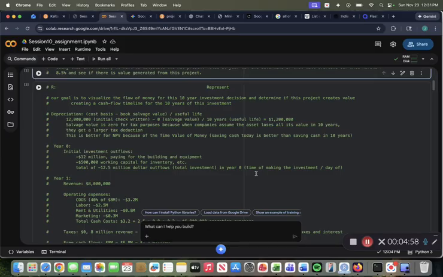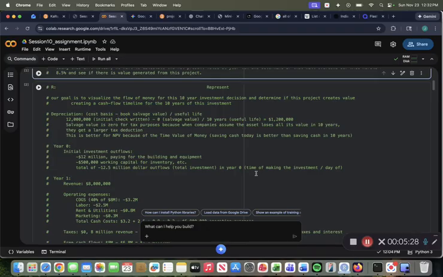So like we talked about already, $12 million, which is the initial check written, minus the salvage value of 0, over the 10-year useful life is $1.2 million. Our salvage value here is 0 for tax purposes because when companies assume the asset loses all its value in 10 years, they get a larger tax deduction, so that would actually be better for us. And this is better for net present value because of the time value of money. Like we've learned already, saving cash today is better than saving cash in 10 years due to factors like inflation and other things like that.